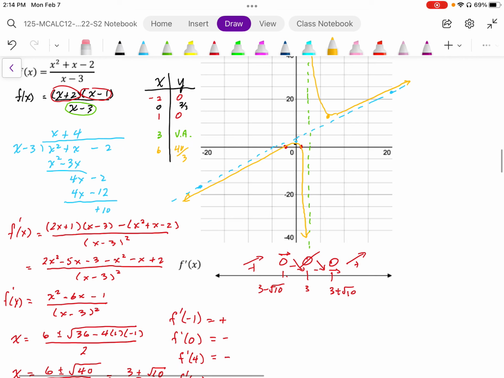I'm just going to highlight those points here. So that's going to be at 3 plus root 10, and that point here is going to be at 3 minus root 10, as the x-coordinates of those min and max points.